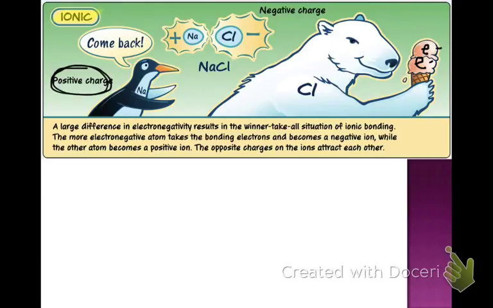Okay, so make sure we get this information down. The metal ends up being positive, and let's make sure that we write down that that's a metal, which in this case is sodium. The chlorine is a negative charge, that's the nonmetal, or the anion. This was our cation, or the metal was our cation. So a large difference in electronegativity results in a winner-take-all situation of ionic bonding. The more electronegative atom takes the bonding electrons and becomes a negative ion. This is when we're going to see ion. We can't use the term ion in covalent bonds. The other atom becomes a positive ion. The opposite ions attract each other.